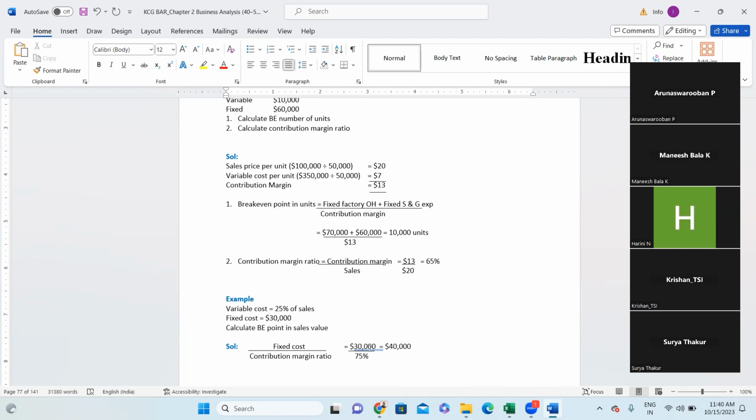What is the contribution margin ratio? 25% of sales is variable cost, so 75% remaining. But what is the formula to calculate contribution margin ratio? Contribution per unit divided by sales price per unit. So that is 30,000 divided by 75%, which is equal to 40,000.